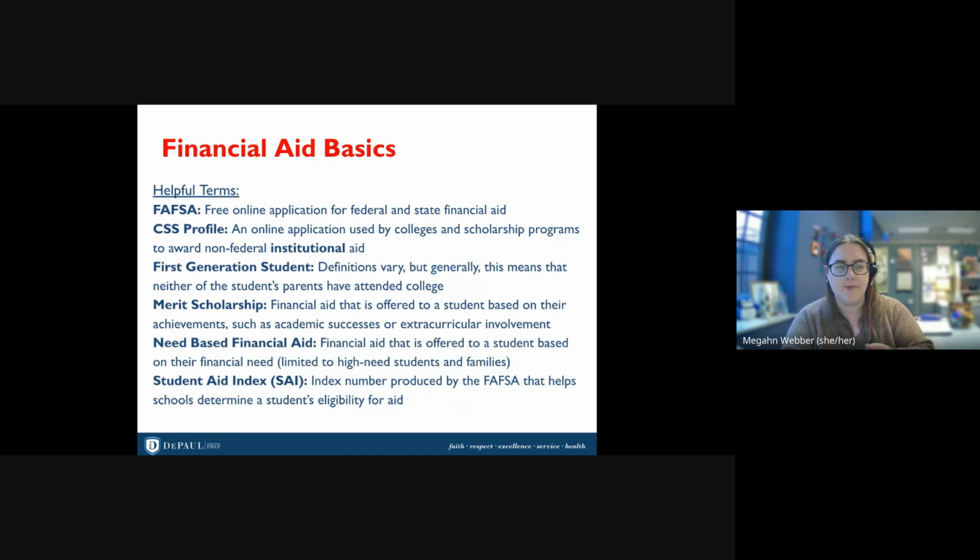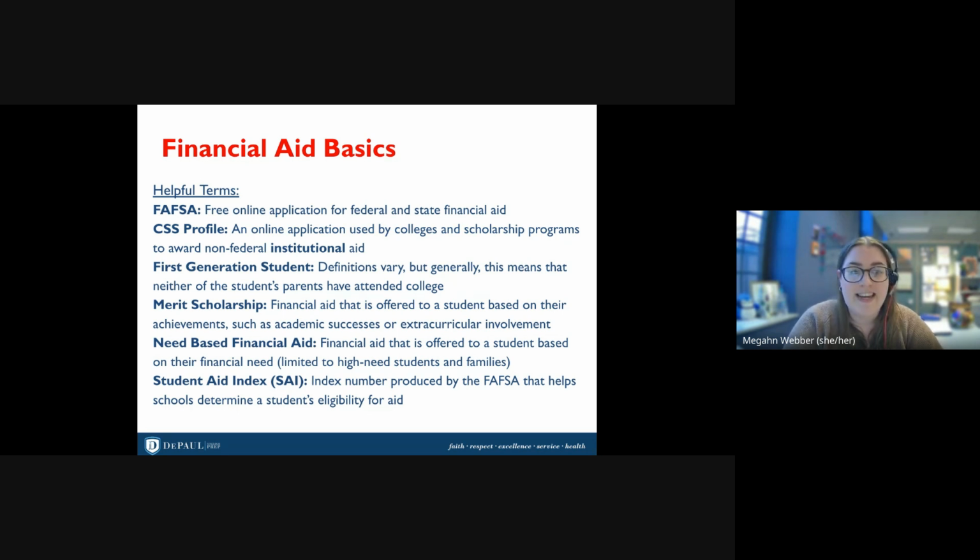So the first one, I know you've heard of it, is the FAFSA, right? FAFSA. That's the Free Application for Federal Student Aid, and that's a free online application for federal and state financial aid. So this is something that all students are encouraged to complete if they're eligible to, just because it's the only way that you can become eligible for any federal grant programs or loan programs, as well as most state programs.